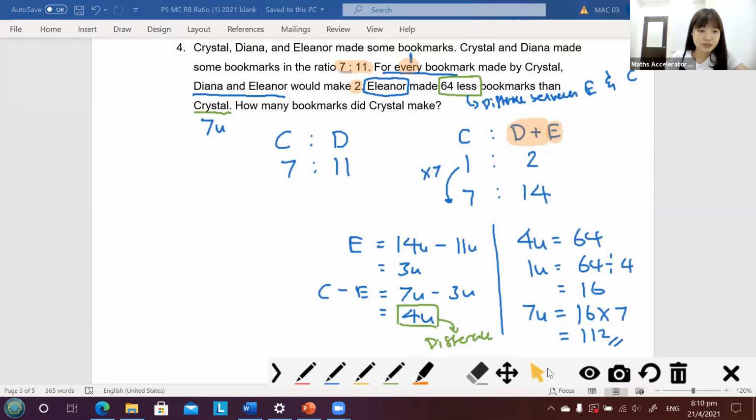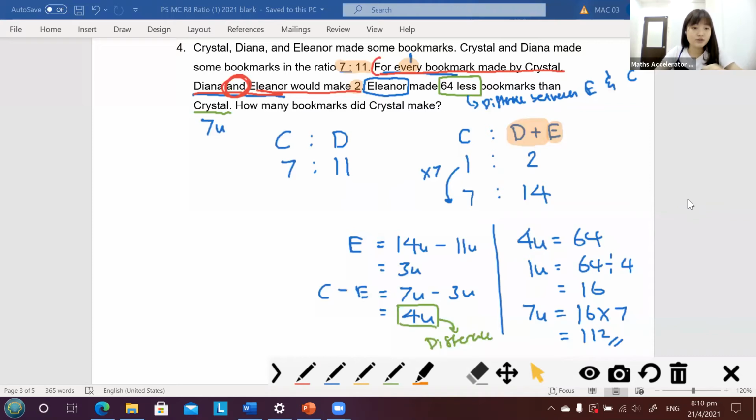C is to D plus E, because you read the question here. For every 1 bookmark made by Crystal, Diana and Eleanor will make 2. Right, so Crystal is to Diana and Eleanor, 1 is to 2. Then from here, you make the repeated identity the same. D plus E is just Diana and Eleanor together. That's the units for both of them.